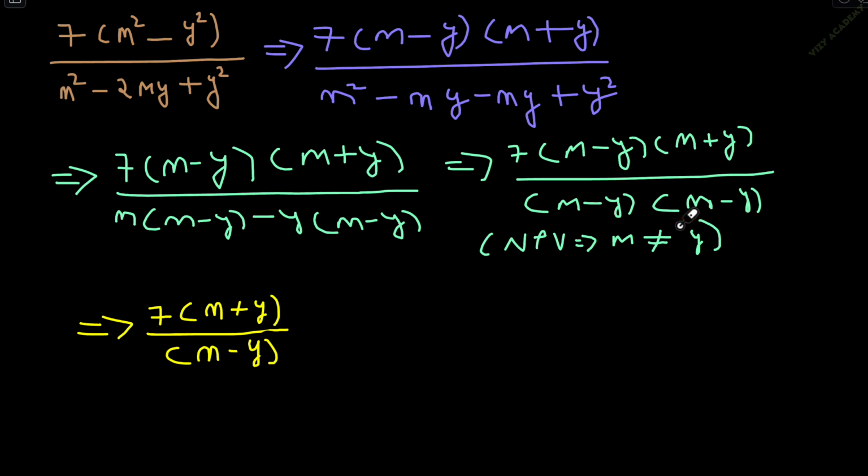So the non-permissible value will be m cannot be equal to y, because if we put m equal to y, we will get 0 in the denominator. And now we can cancel out these two. We are left with 7 times m plus y over m minus y.